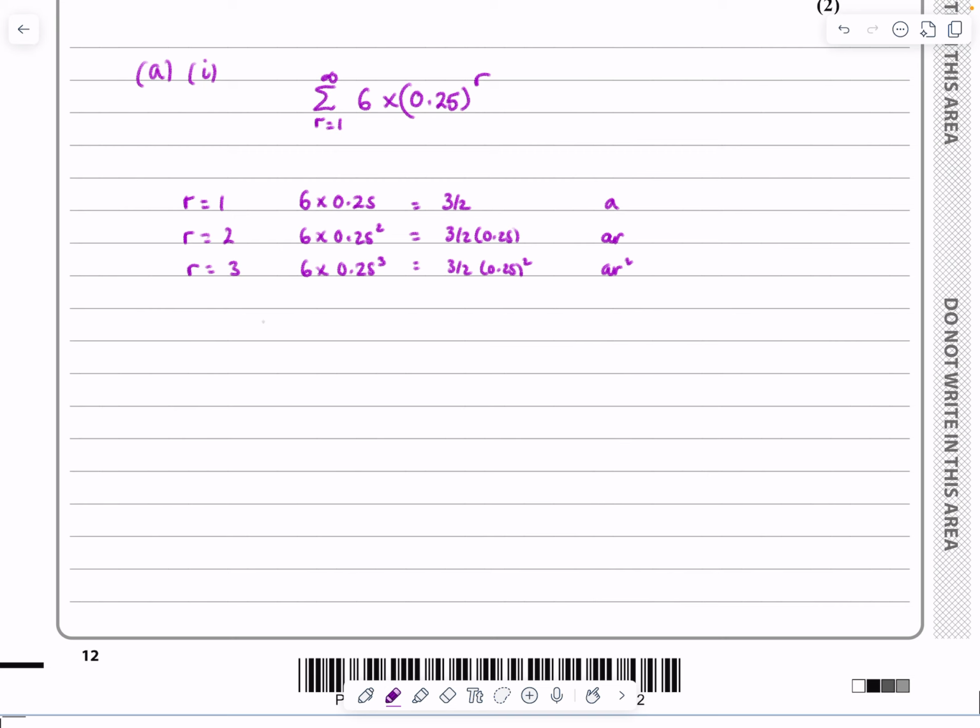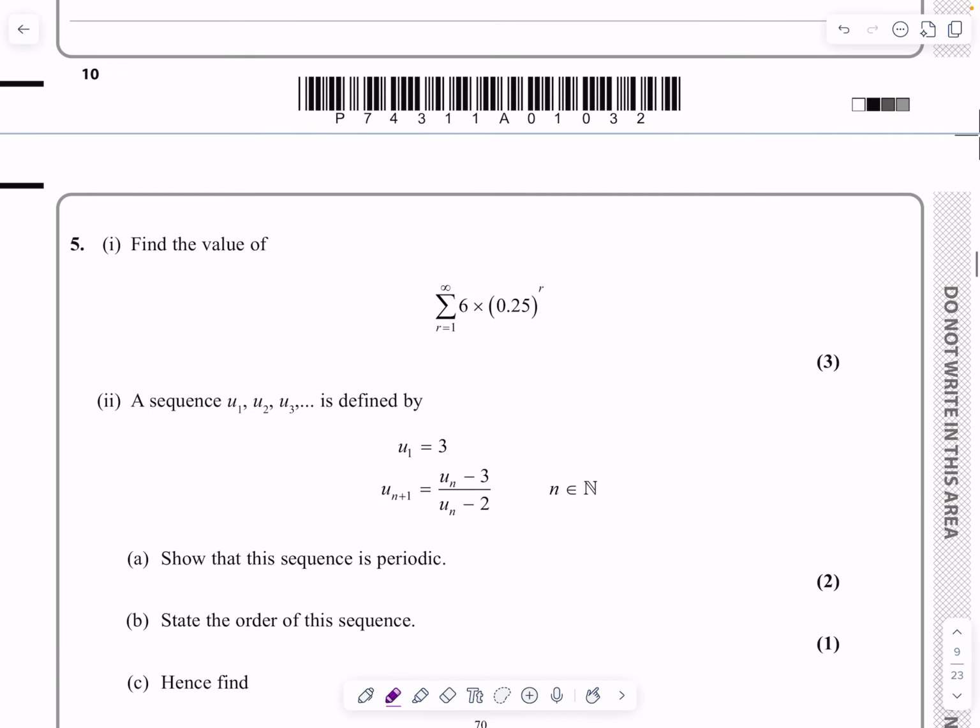So we're trying to find the sum to infinity, which is a over 1 minus r, and in this case a equals 3 over 2 and r clearly equals 0.25. So the sum to infinity is going to be 3 over 2 over 1 minus 0.25. Stick that into the calculator and it comes out to be equal to 2. So the value of that works out to be equal to 2.